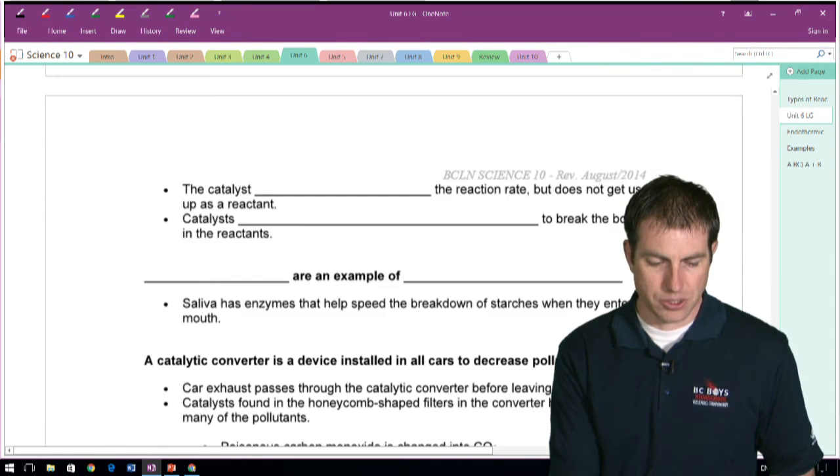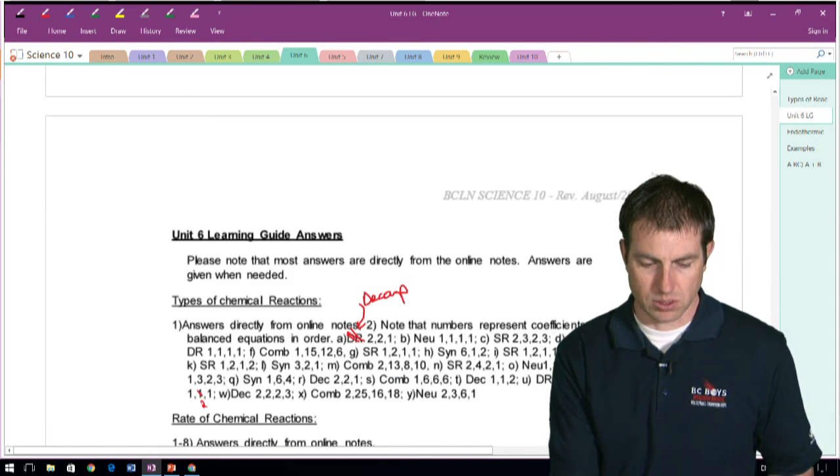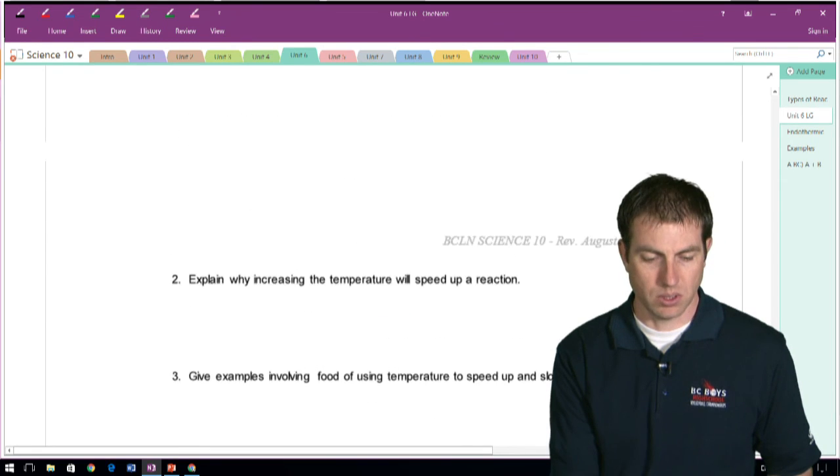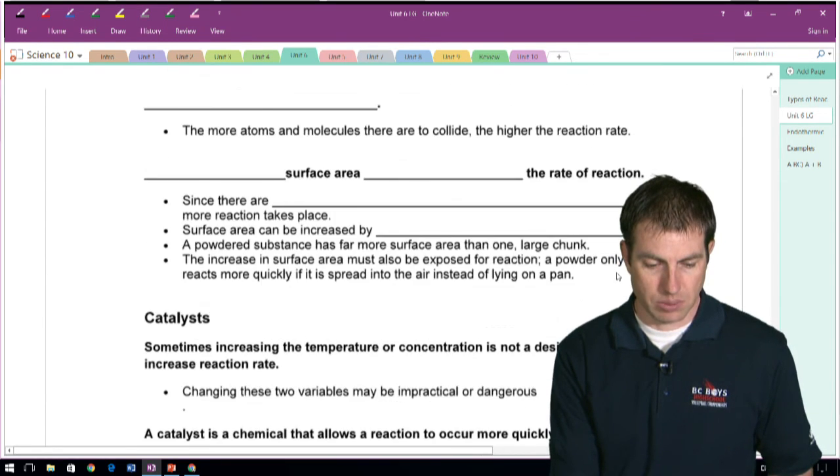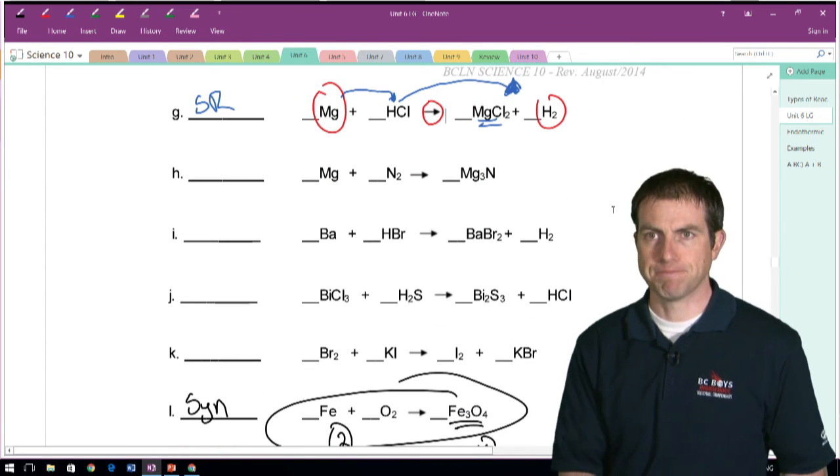We also did the reaction rate stuff where we sped up and slowed down the reactions, probably a little bit more straightforward than the types of reactions that we've been looking at.